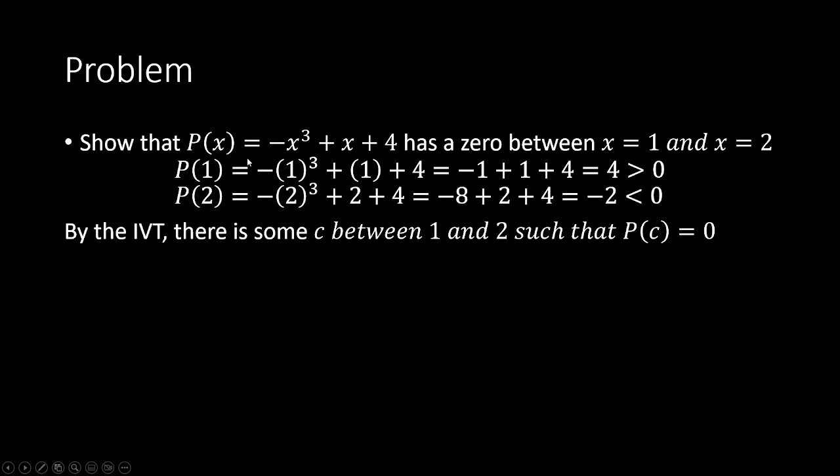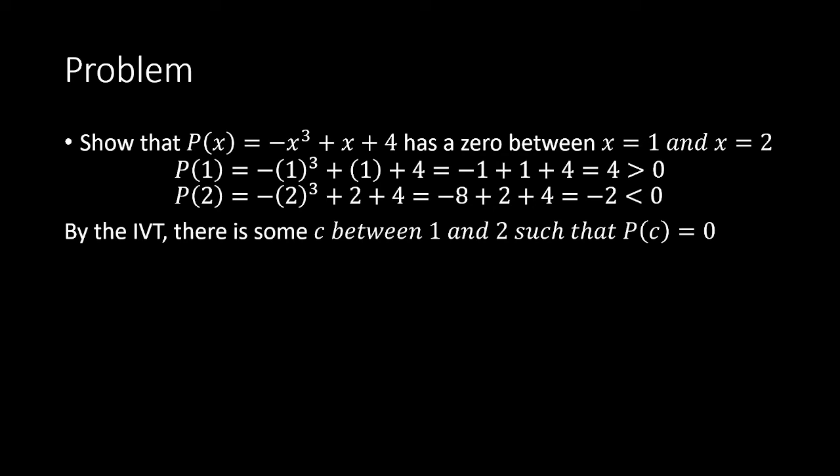Show that P of x equals negative x cubed plus x plus 4 has a zero between 1 and 2. In order to do it, you solve for that function P of 1. You get 4, which is a positive value. P of 2, you solve it, you get negative 2, which is negative. Well, that's P of a and P of b on opposite sides. Since they are on opposite sides, by the IVT, there is some c. Now, we don't care what the value is. Between 1 and 2, such that the value of this function is equal to 0.